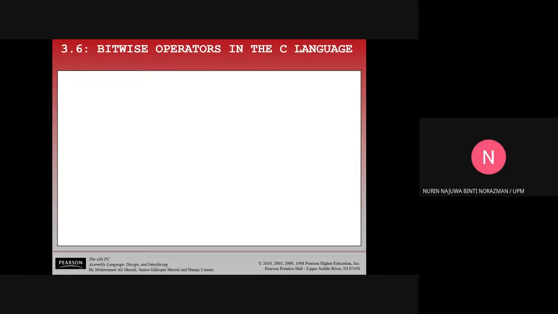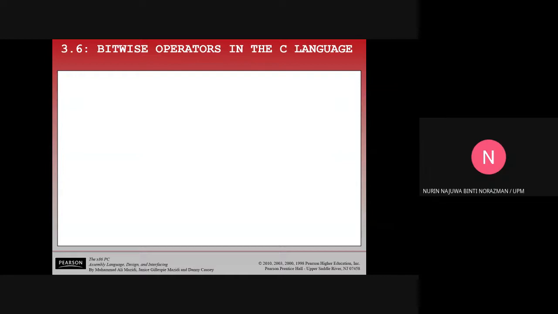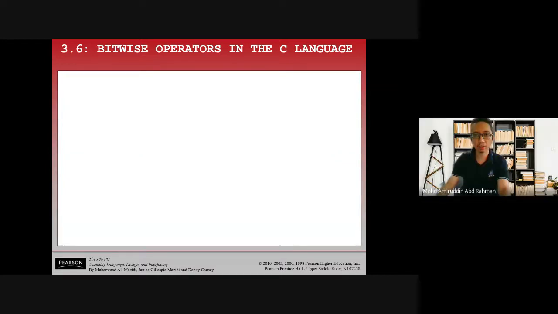Doktor, ada contoh soalan tak latihan yang kita orang boleh buat? Yes, saya akan bagi. Assignment as well. Remember that your assignment number one, you haven't turned up, right? So I will make all assignments due by week 14. It all will be due by week 14.